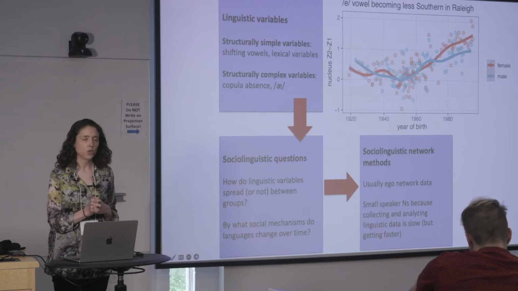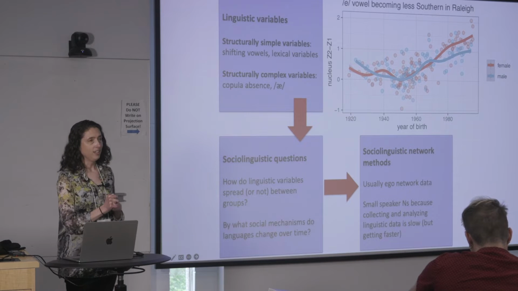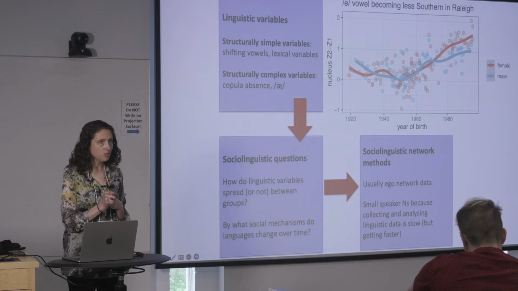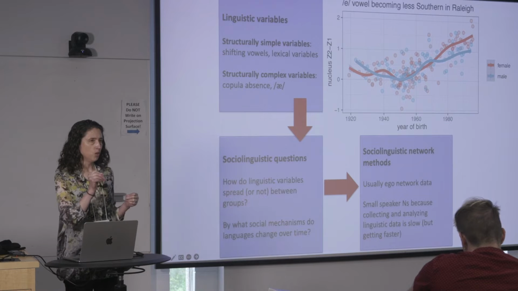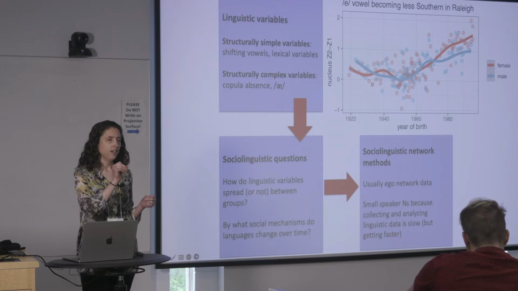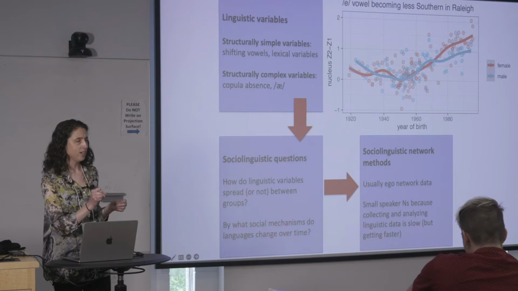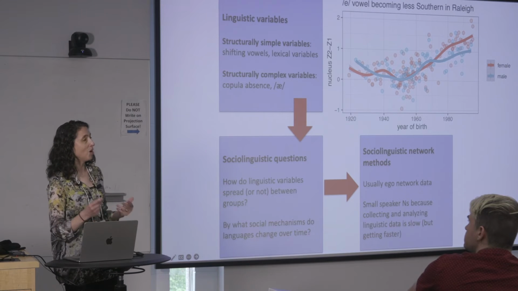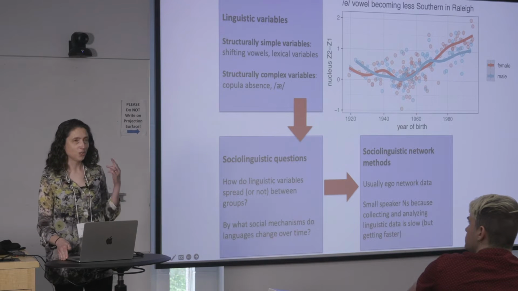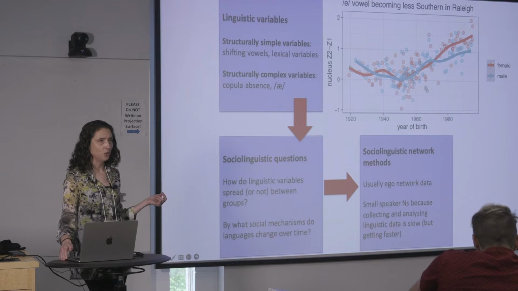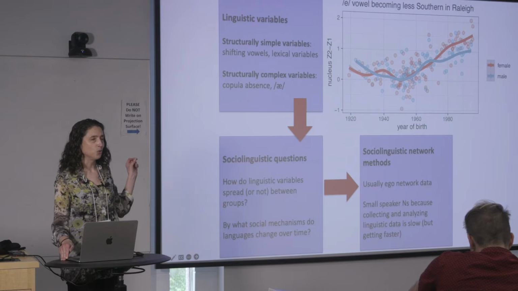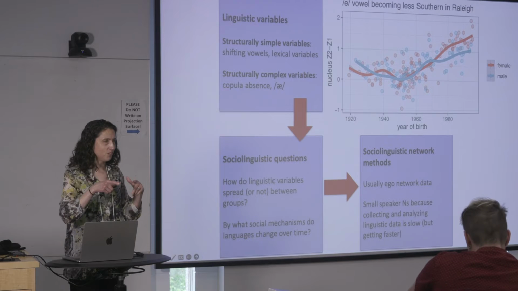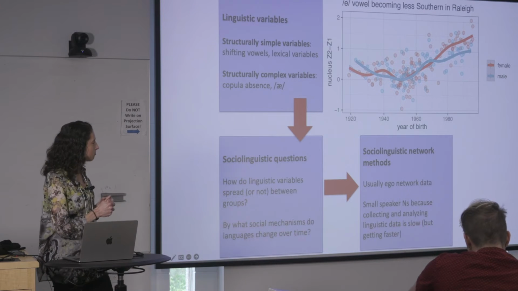Other variables are structurally complex, and a great example of that is copula absence as it occurs in African American English. Copula absence means that you can say a clause without saying a tensed form of the verb be. So instead of she's gonna go swimming, you could say she gonna go swimming, right? That's copula absence. That is the poster child for a structurally complex variable, which I'll come back to. And the sound A is also a really complex variable, which I'll come back to. Okay, so that's not the only way of typologizing linguistic variables. That's just one of the ways, simple and complex.